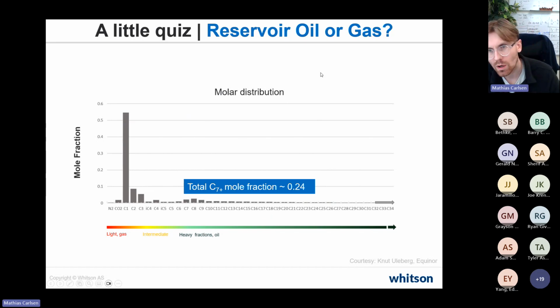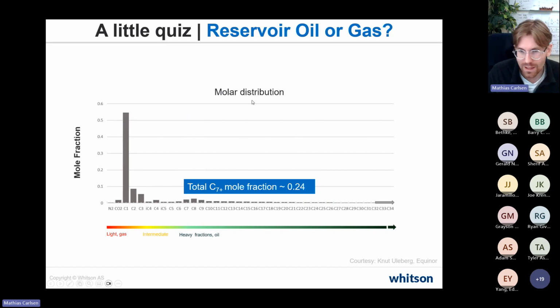Do we think it's an oil or do we think it's a gas? If someone wants to write in the chat, I'm not forcing people, but try to think about it. Do you think it's an oil, or do you think it's a gas? So hopefully people have been thinking, and I'm sure some of you thought it's a gas versus an oil, and some of you thought it was an oil versus a gas.